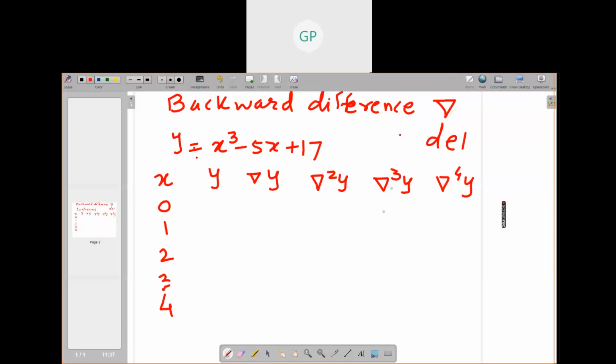Yes. Okay, so all of you write down this function. Y is equal to x cube minus 5x plus 17. And the x values I have given are 0, 1, 2, 3, 4. Okay, so let us construct the backward difference table.